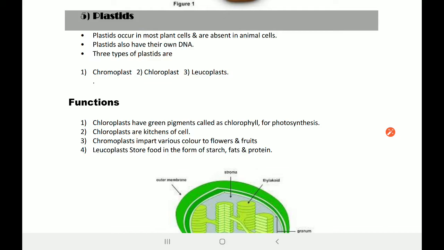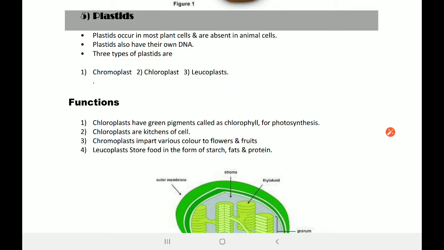The plastid occurs in most of the plant cells. These are absent in the animal cell. Plastid also has its own DNA. I hope you got it. Those organelles which are very important for the organisms or the cell have their own DNA. So there are two organelles which have their own DNA. One is mitochondria and second is plastid, right?